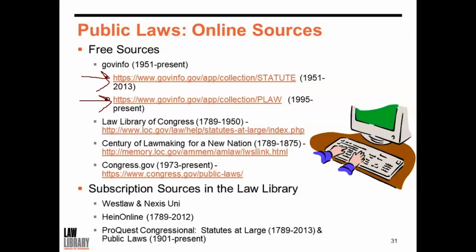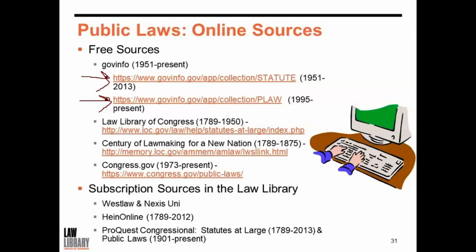So like I said, GPO's website only mirrors the print version. If it hasn't been printed, it's not available online for GPO. So statutes at large haven't been printed after 2013, so it's not available online yet. And then the Law Library of Congress's collection picks up where the statutes at large collection leaves off on govinfo and gives you historical volumes of the statutes at large from 1789 to 1950.